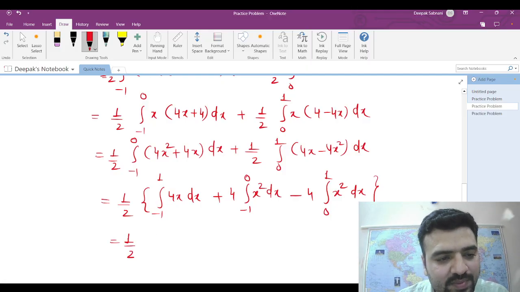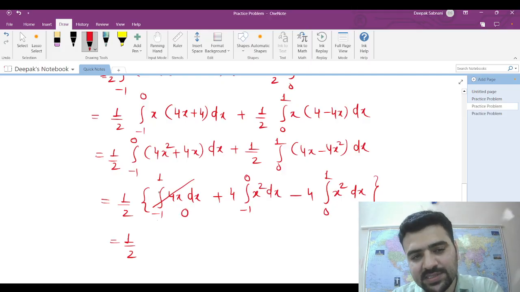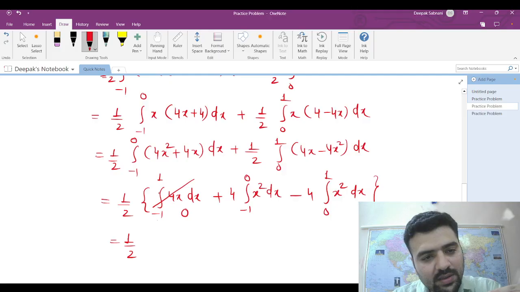Anyone can solve it. Now this is an odd function. So an odd function with symmetric limits will give you 0. The integral from minus a to a of f(x) dx is 0 when f(x) is odd. It is double of the integral if f(x) is even. Okay.